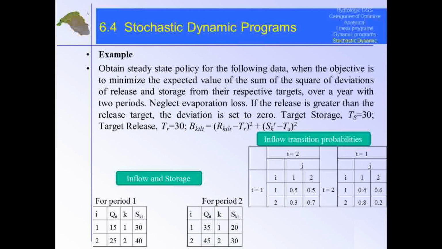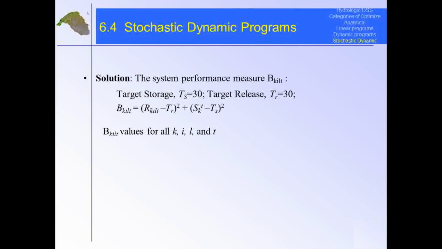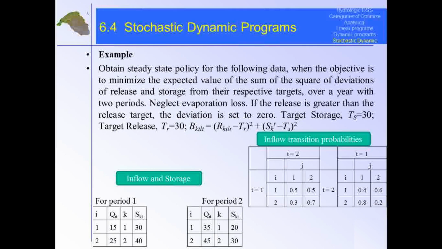Now, since the system performance is dependent on K, I, L, and K can assume only two values, either 1 or 2. Storage state can have only two values here, 1 or 2. The inflow can have only two values, 1 or 2, as you can see. So the inflow states and storage states are just two. So K can have only two values, I can have only two values, and L, which is the storage state in the next period, can have only two values.